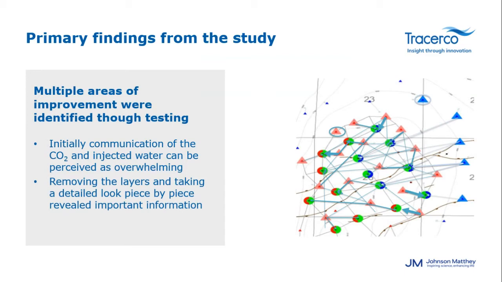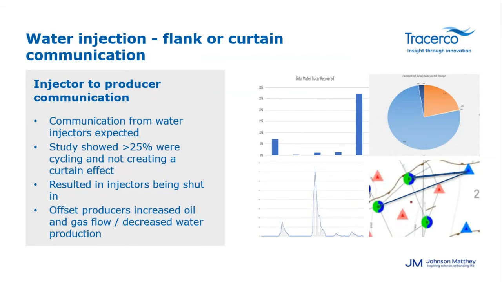Though this project provided many different findings, we will present two of the most significant findings that impacted production. We begin with the evaluation of the water curtain to the northeast section of the field. There was an expectation of some communication between the water injectors providing the curtain and the associated producers. The tracer study responses indicated two of the producers were strongly impacted by one of the injectors. These are indicated by the large blue arrows on the map and the bar chart.